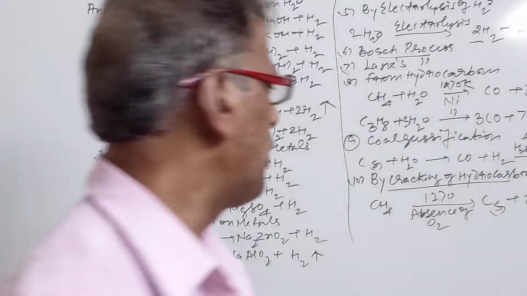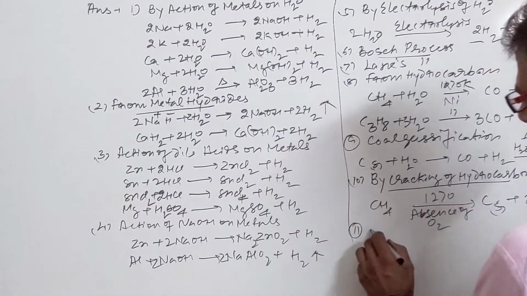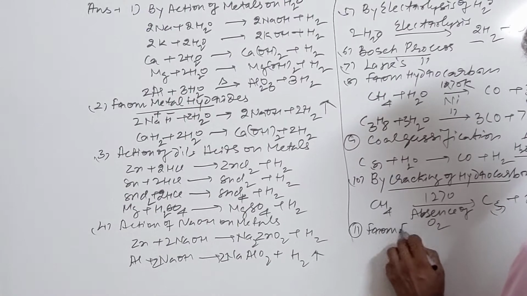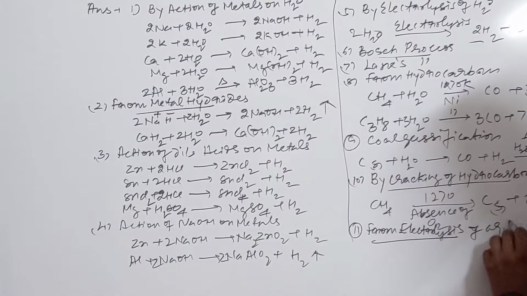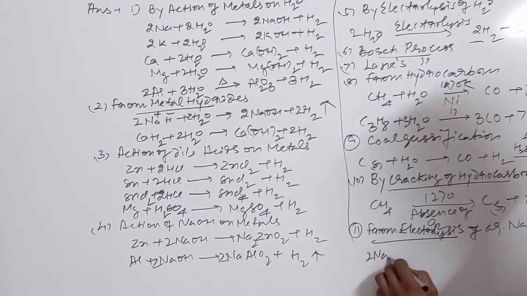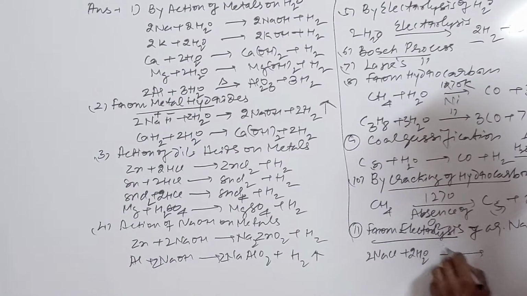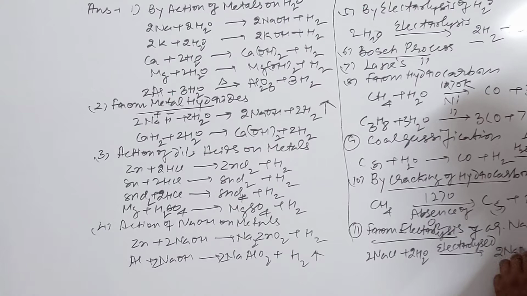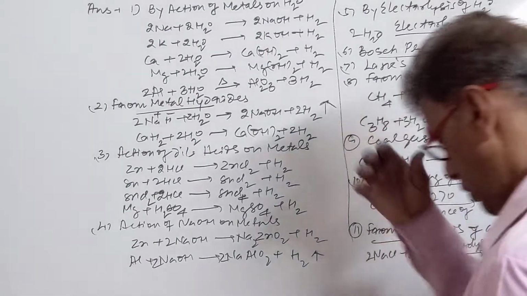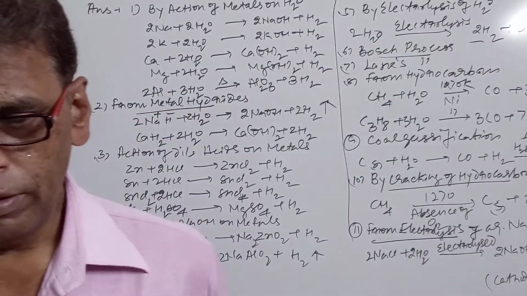Now it is also obtained during electrolysis of aqueous NaCl. NaCl plus 2H2O is electrolyzed. We get 2NaOH plus H2 plus Cl2. H2 is obtained at cathode, Cl2 at anode. So in this manner we can prepare dihydrogen.